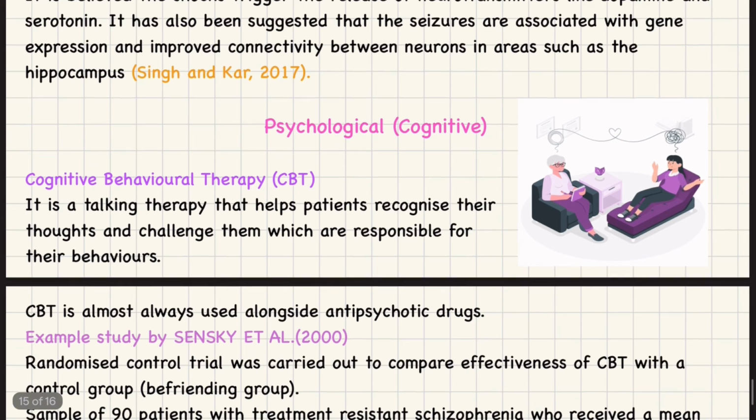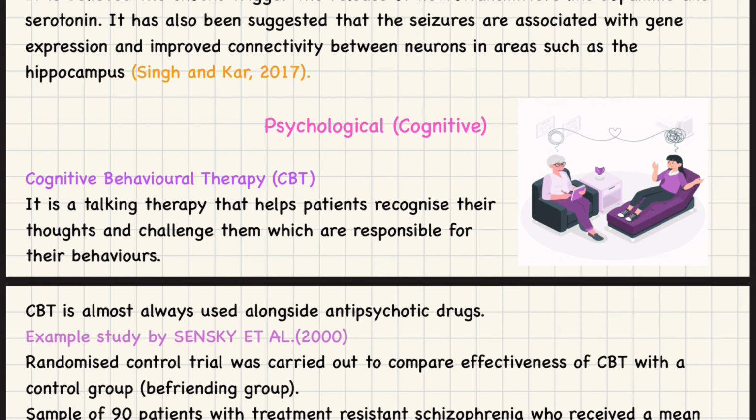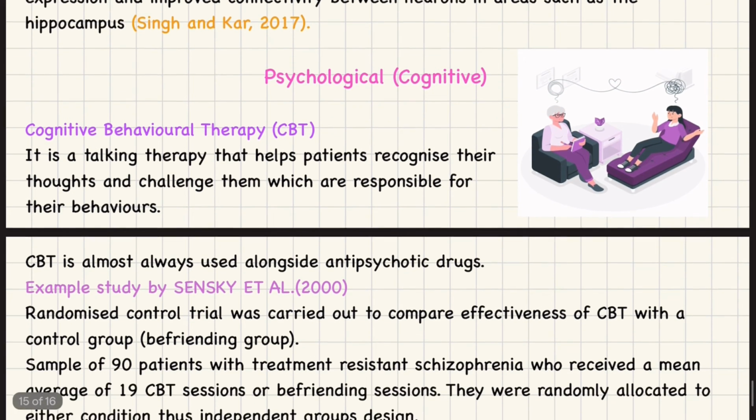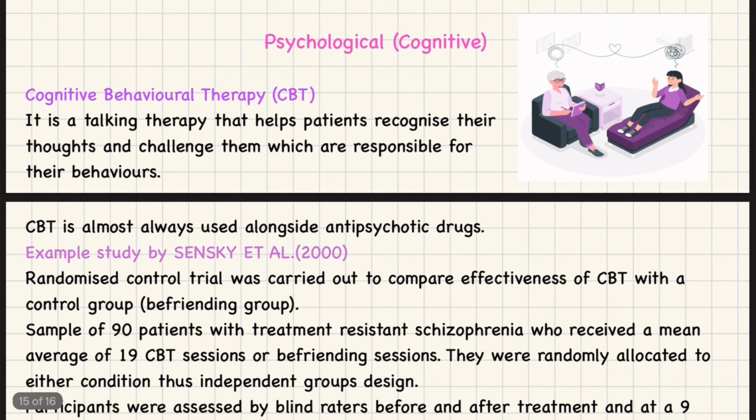Lastly is the psychological cognitive treatment for schizophrenia, and this includes cognitive behavioral therapy. Cognitive behavioral therapy is a talking therapy, and it helps the patient recognize their thoughts and challenge the thoughts that are responsible for certain types of behaviors.